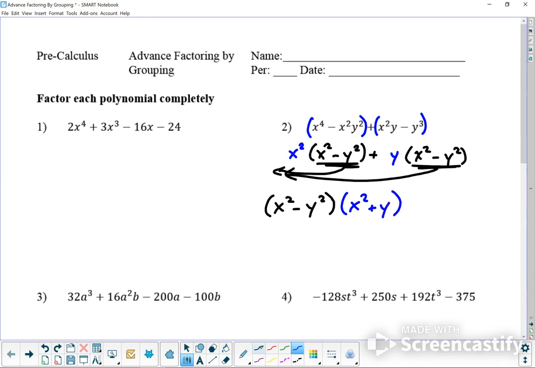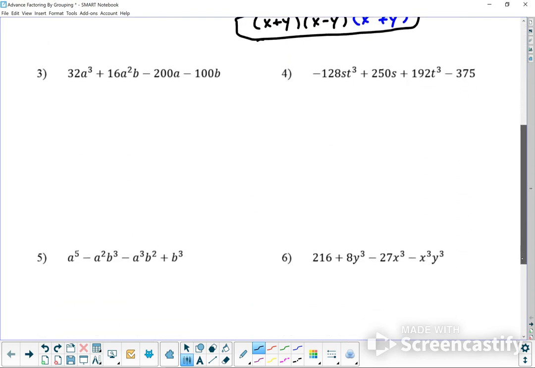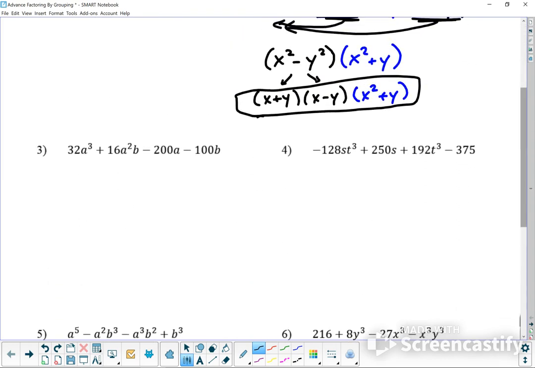In this case, the black factor is going to factor out. This is going to be a difference of squares. This is going to be x plus y and x minus y. You learned this back in math 2. And then you have your x squared plus y. This does not factor, keep that in mind, guys. The blue factor in this case does not factor out. Again, what we did here is called a difference of squares.